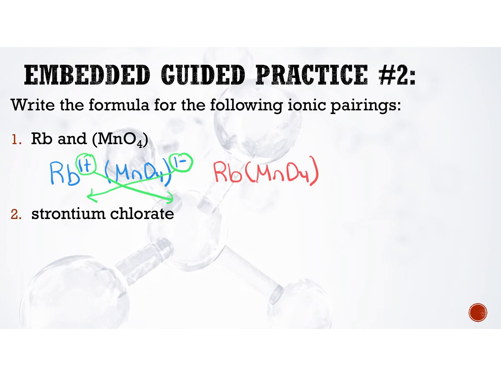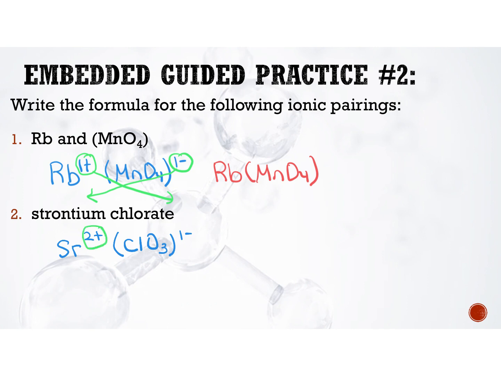All right, so looking at our second example, we have strontium. Strontium is found in your second column, 2A group. So it has a 2 plus charge because it's a metal. It's going to lose those 2 valence electrons. And then chlorate, when we look at the back of our periodic table, we're going to see that the formula for chlorate is ClO3 and that it has a 1 minus charge.